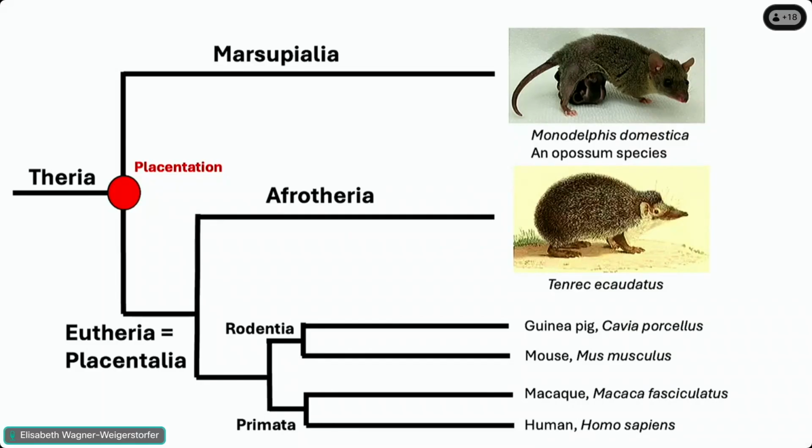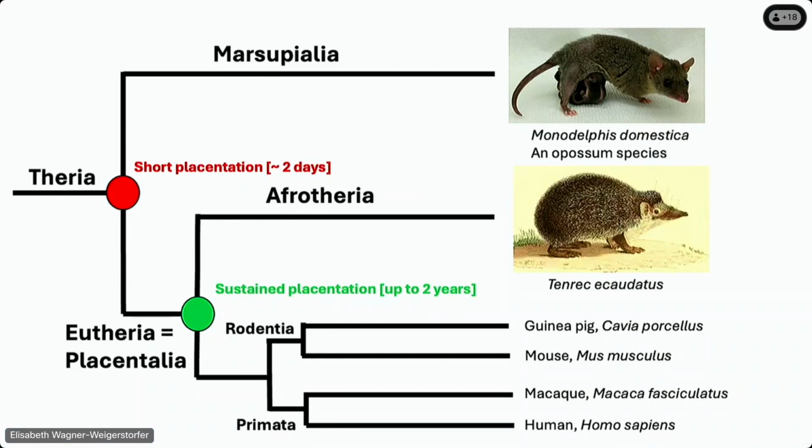The other one is Tenrec ecaudatus, which comes from the common ancestor of eutherians. And what's happening between here and here is that sustained placentation evolved. Here we have placentation of 2 days or up to 8 days, while here gestation can last up to 2 years.